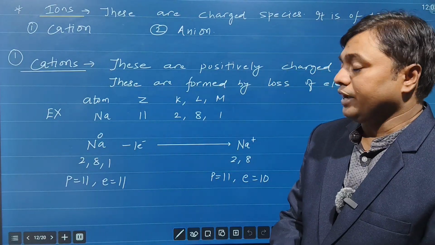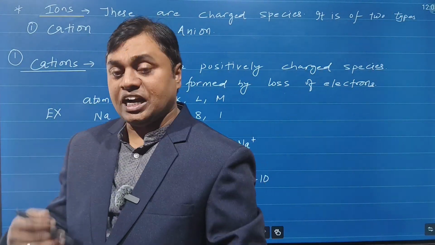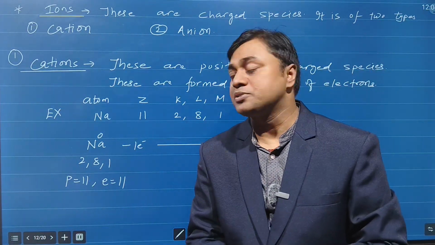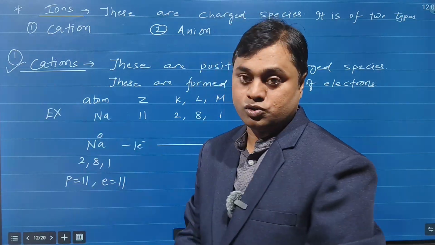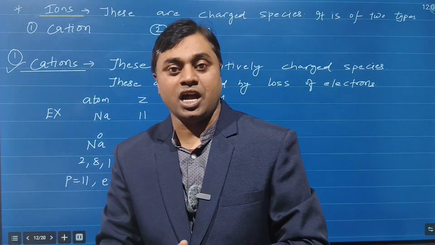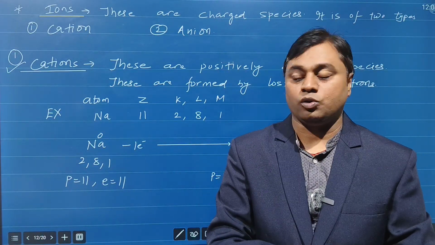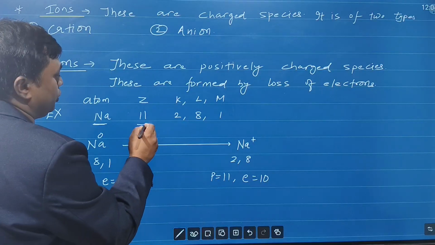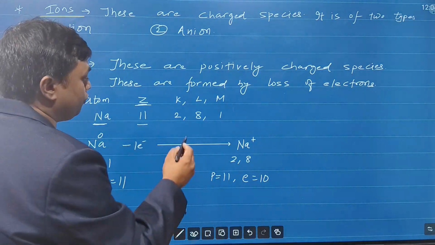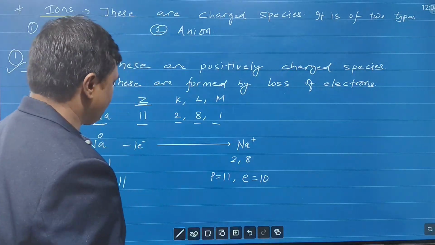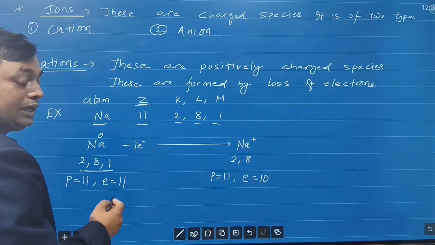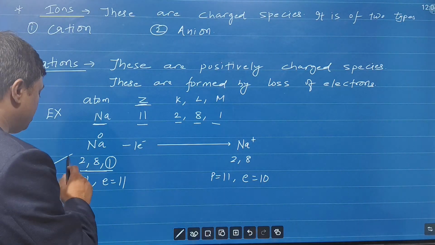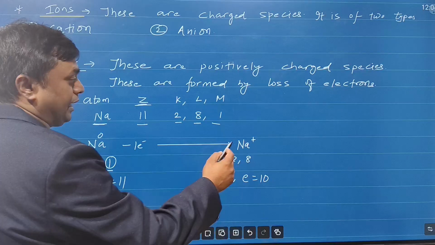Okay. What are ions? These are charged species. Charged species are called ions. They are basically of two types: cations and anions. Cations are nothing but positively charged ions, which are formed by the loss of electrons. How are they formed? Try to understand. Sodium: the atomic number of sodium is 11, electronic configuration 2, 8, 1. So what happens to become stable? It has two ways: either lose one electron or gain 7 electrons. Which one is easier? Losing one electron is easier. So it loses one electron and becomes Na plus.